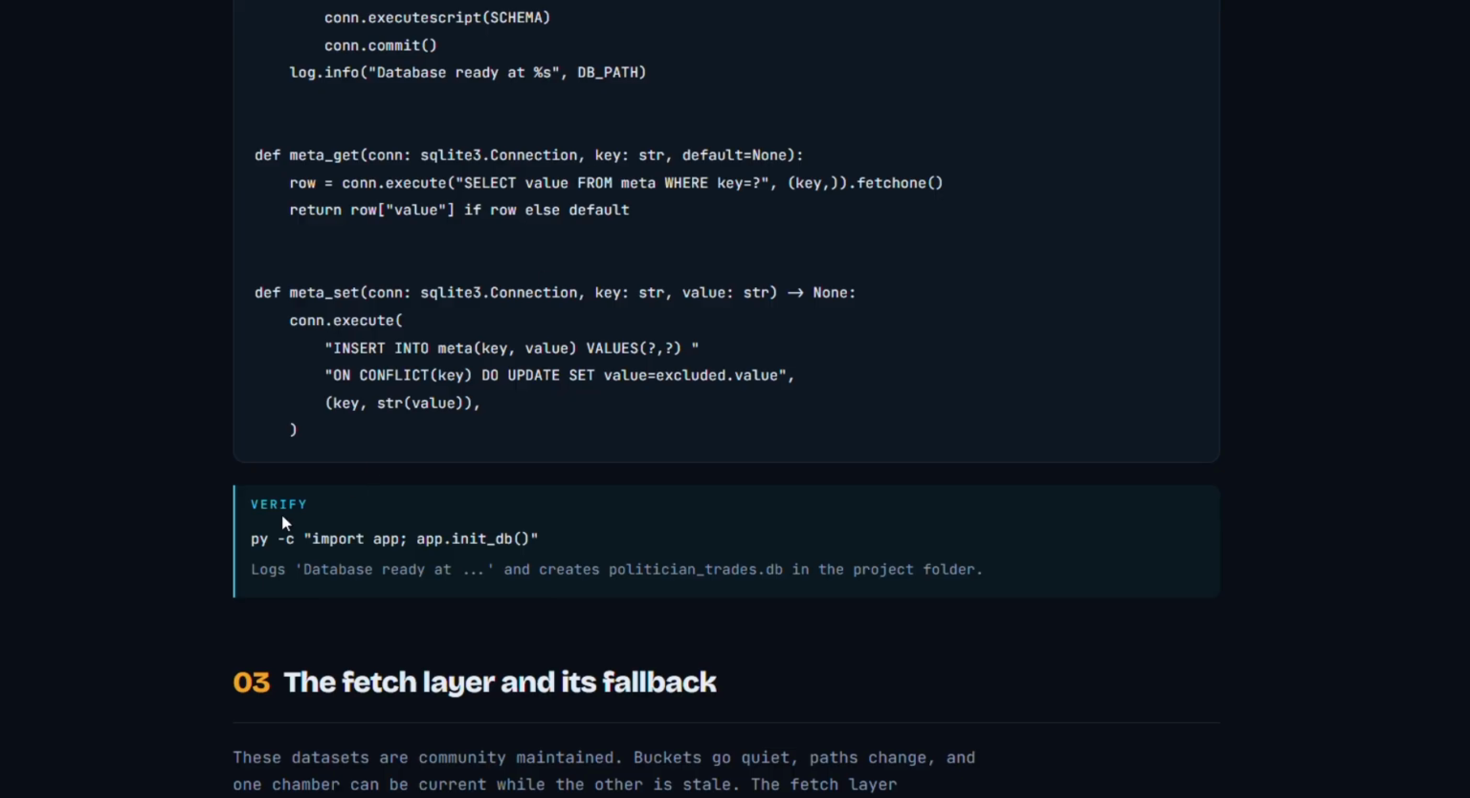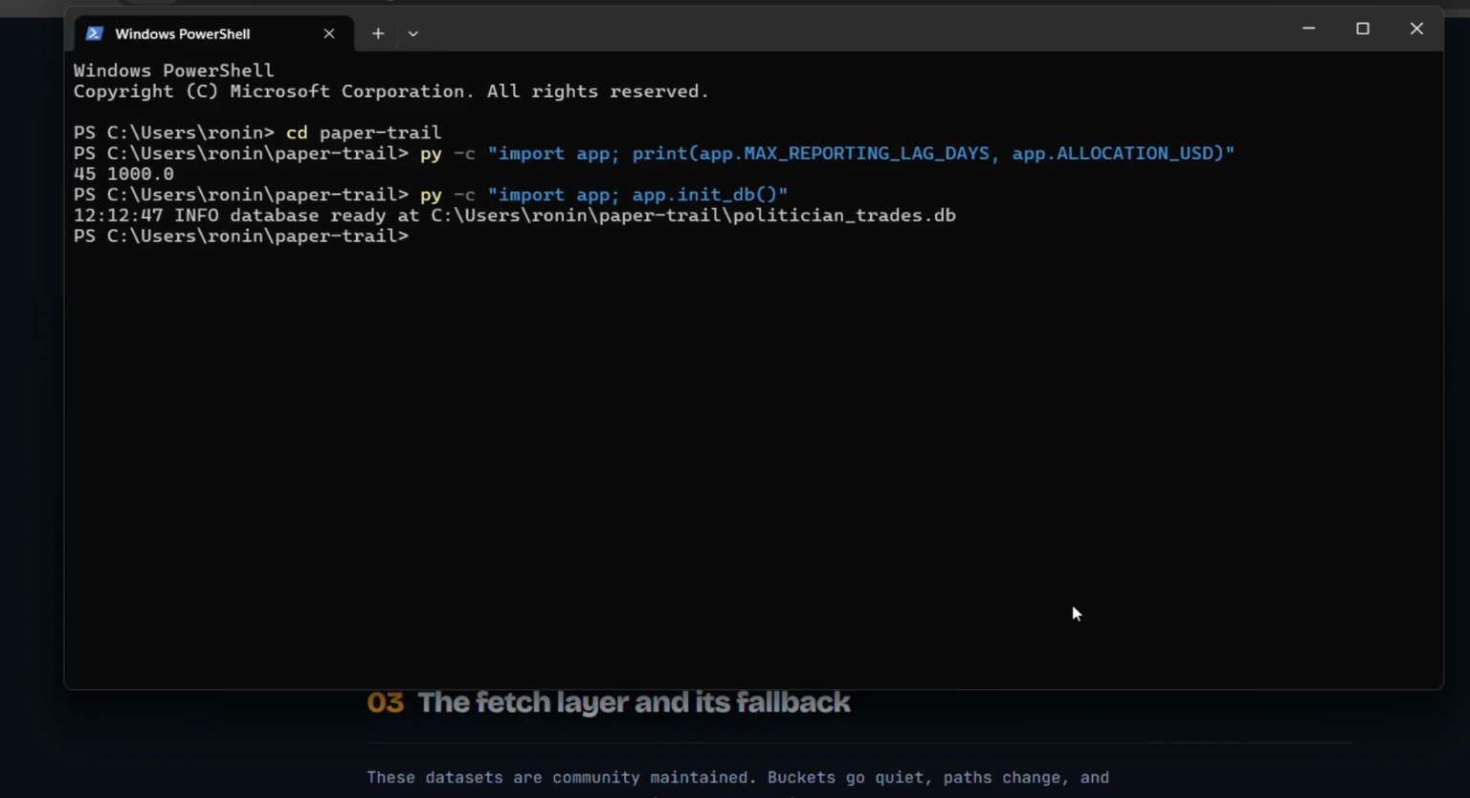Notice what is not in there. No account table, no order table, no credentials. There is nothing in this database that could reach a real market.